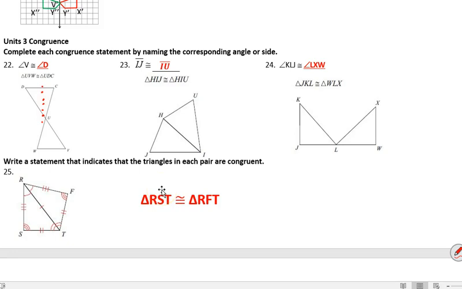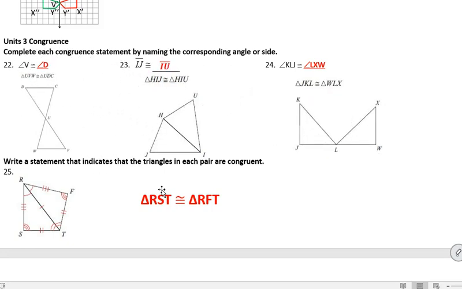Number 22, what we're looking for here are letters to letters. So 22 says complete the congruent statement by naming the corresponding angle or side. So here we have triangle UVW is congruent to triangle UDC. Well, we notice that V is in the middle and D is in the middle. So that's pretty easy to say which angle is congruent with which angle. For 23, it's IJ. Notice we got IJ right here, which would be IU there. And for the last one, we're going middle, last, first. So we're going to go middle, last, first again in those orders. All right.